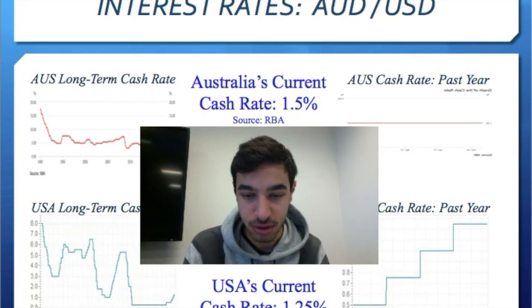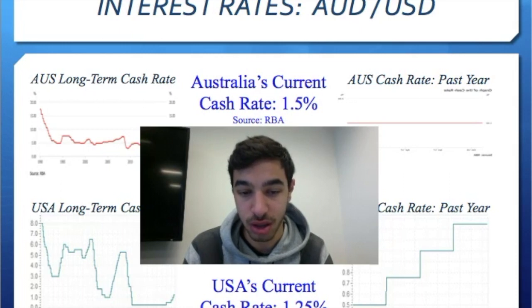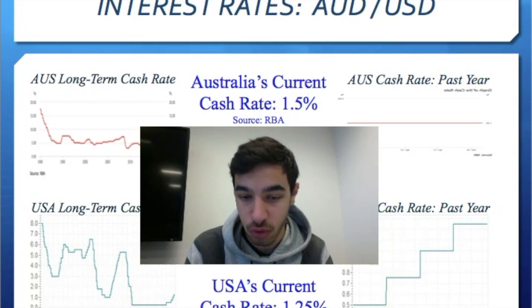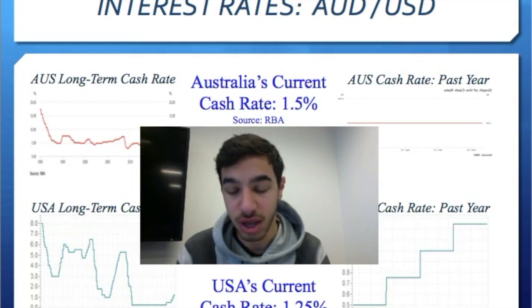If interest rates in Australia were to rise and become greater compared to other countries, foreign investors will seek to purchase AUD as they will get a greater return in comparison to investing in other countries. Therefore, the AUD will improve against other currencies.